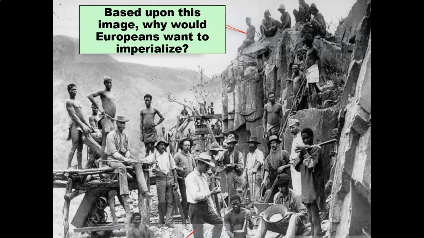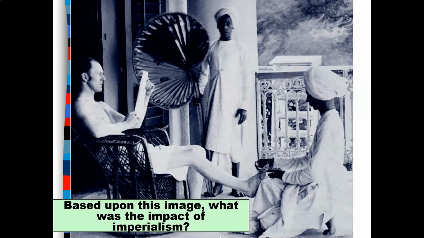Take a few minutes, pause this video, and ask yourself, why did Europeans want to imperialize? What did they gain from controlling other countries, other peoples? And now, based upon this image, what was the impact of imperialism? You see the white man sitting there, seems like he is getting a pedicure, he's very happy, very relaxed. And what are people doing for him? What does this tell you about imperialism?